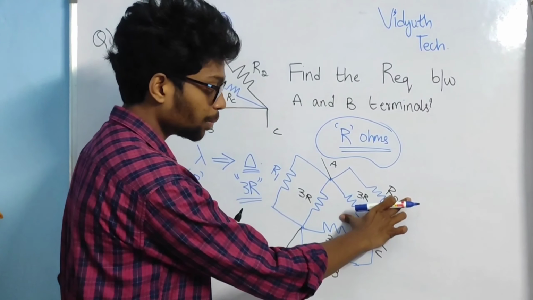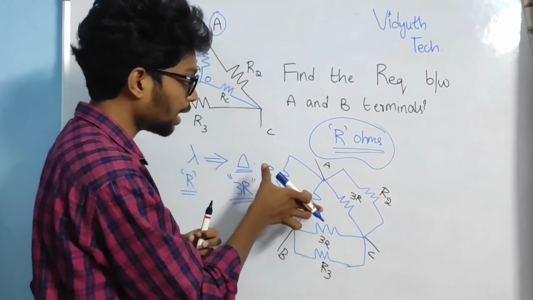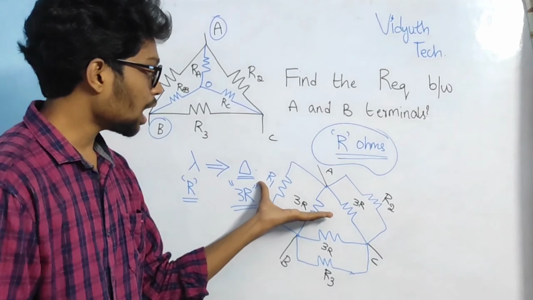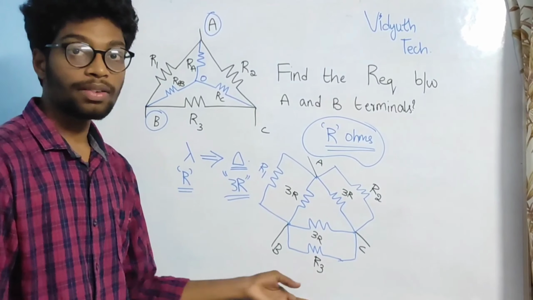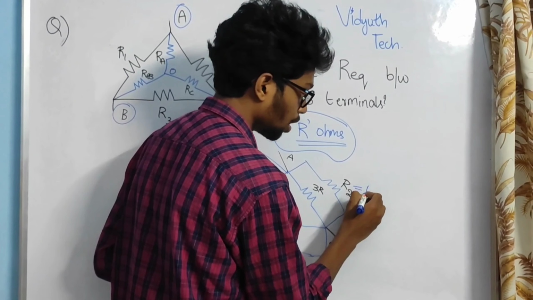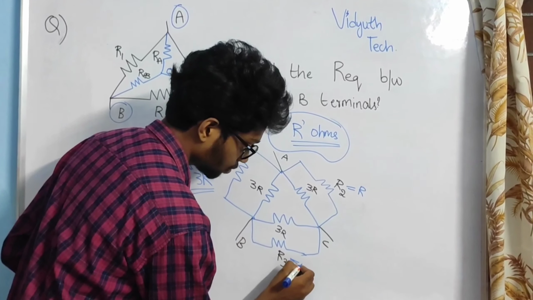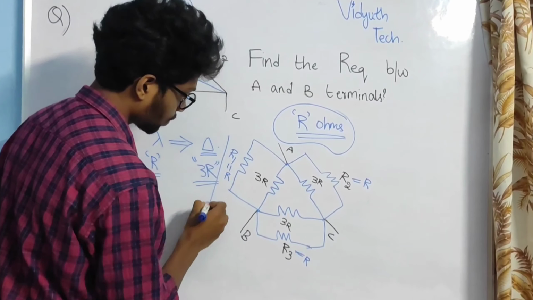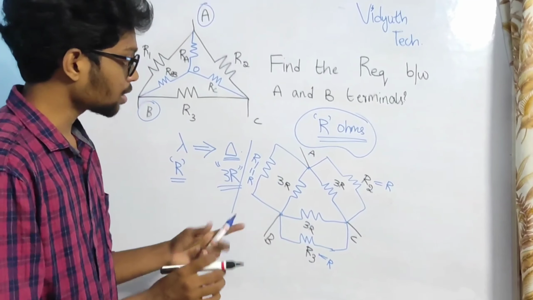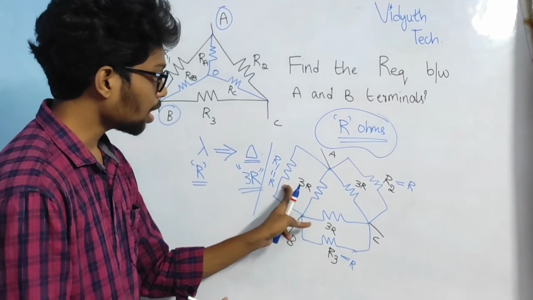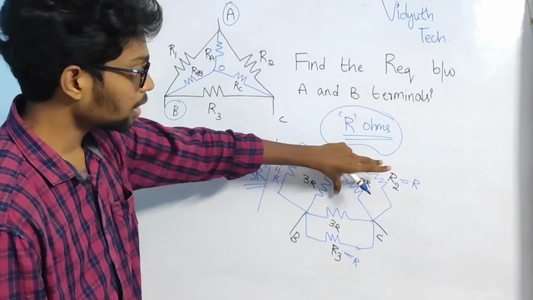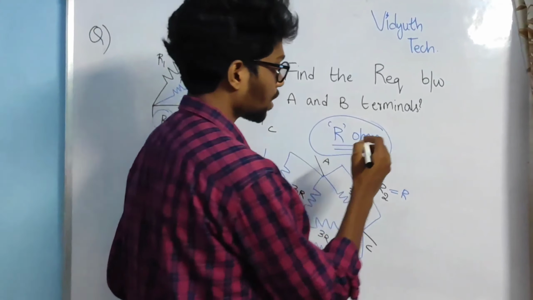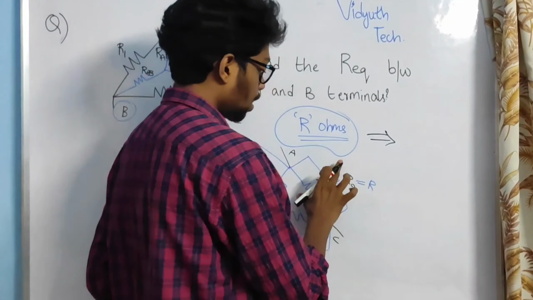These two resistors are connected in parallel, these two resistors are connected in parallel and these two resistors are connected in parallel. Here you can see the combination. R1, R2, R3 is having the same value, friends, that is of R. As you can see, the combination R and 3R in parallel, this R and 3R in parallel, this R and 3R in parallel.